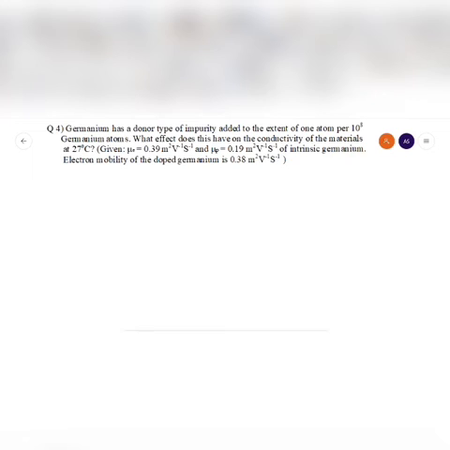Question number 4. The germanium has a dopant type of impurity added to the extent of one atom per 10^8 germanium atoms. It means that one impurity atom is required for 10^8 germanium atoms. What effect does this have on the conductivity of the material at room temperature? The mobility of electron and hole are given, and also the intrinsic concentration, before doping and after doping.